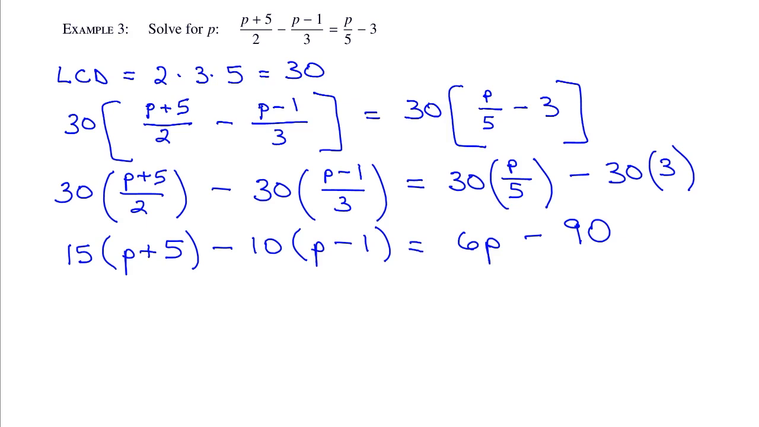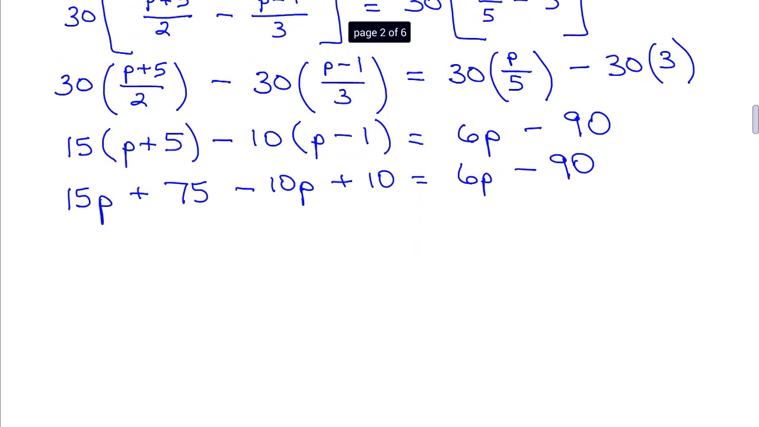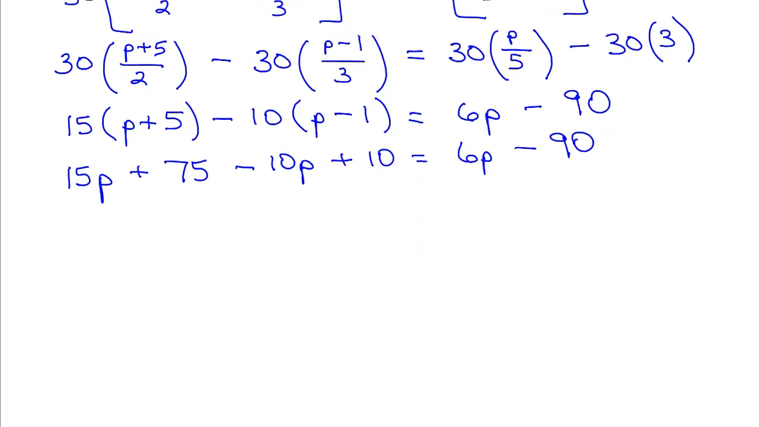Next, I'll distribute the 15 and the 10. So we get 15p plus 75 minus 10p plus 10 is equal to 6p minus 90. I'm going to combine like terms on the left. I have 15p minus 10p. That gives me 5p. 75 plus 10 is 85. The right side stays the same: 6p minus 90.